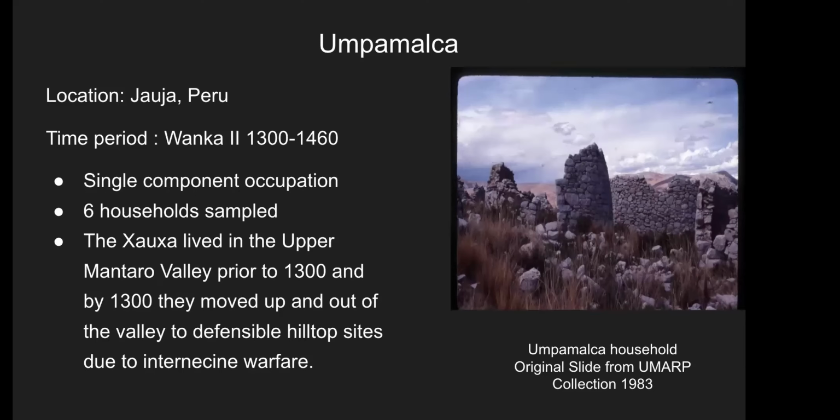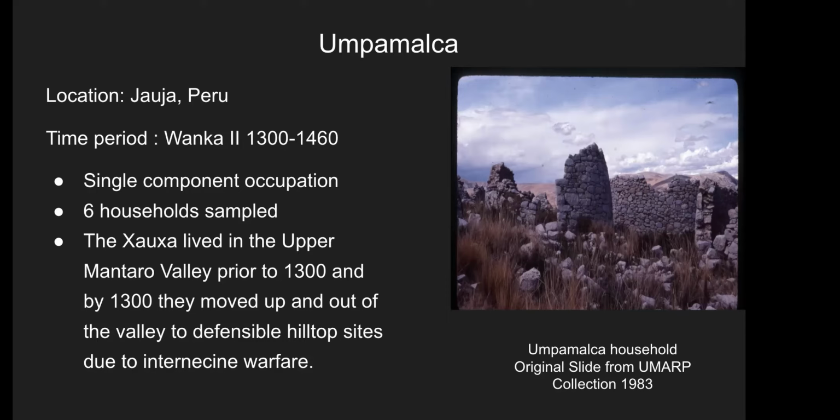Umpamalca pertains to a group known as the Xauxa. They have a descendant community still in the Upper Mantaro Valley. The time period for this site is Wanka 2, which is from 1300 to 1460 AD. It's a single component occupation, which means that it doesn't have any complicated stratigraphy, and the artifacts all fall within the Wanka 2 time period and are associated with the Xauxa.